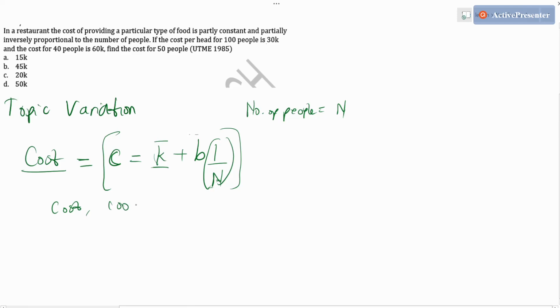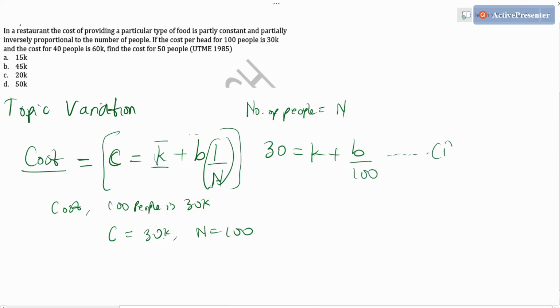Now the next thing they gave us is that the cost per head for 100 people is 30k. So the cost for 100 people is 30k. So cost is 30k, then the number will be 100. Let us fill that into this equation. Since the cost is 30k, we replace cost with 30, and we have k plus b all over n. n is 100 in this case. Let's say this is equation 1.